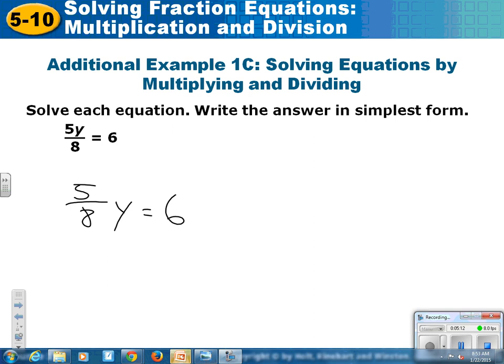What is happening to our variable in this problem? Being multiplied by 5/8. So what's the exact opposite of multiply by 5/8? Divide by 5/8. So we do this, divided by 5, oops.